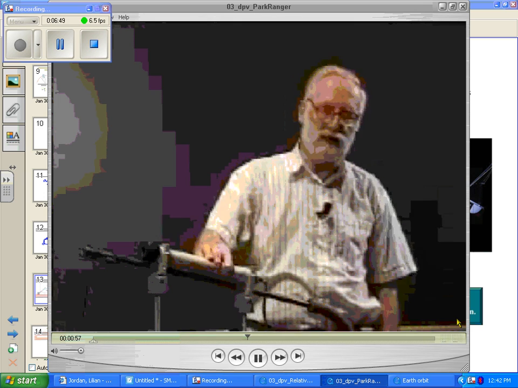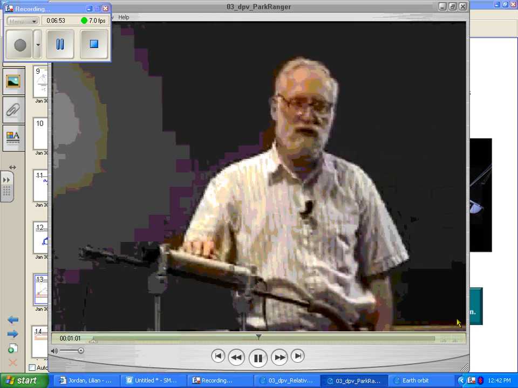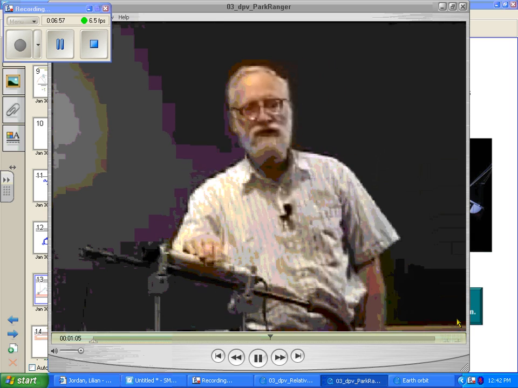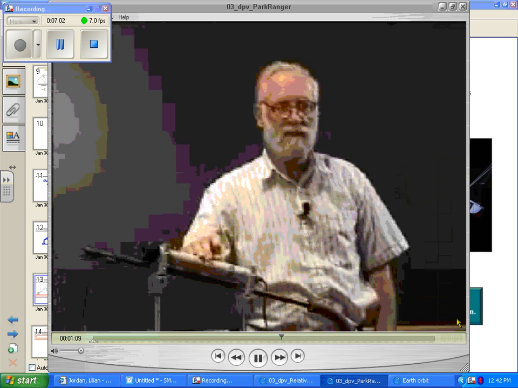Now, the ranger has not done this before, and he thinks that if he points his gun directly towards the monkey, he's going to hit it. But he forgets that the dart is going to fall a distance 1/2 gt squared in its flight.